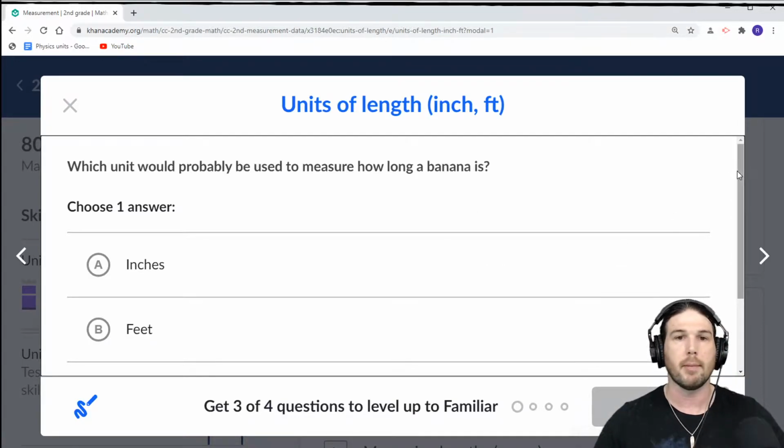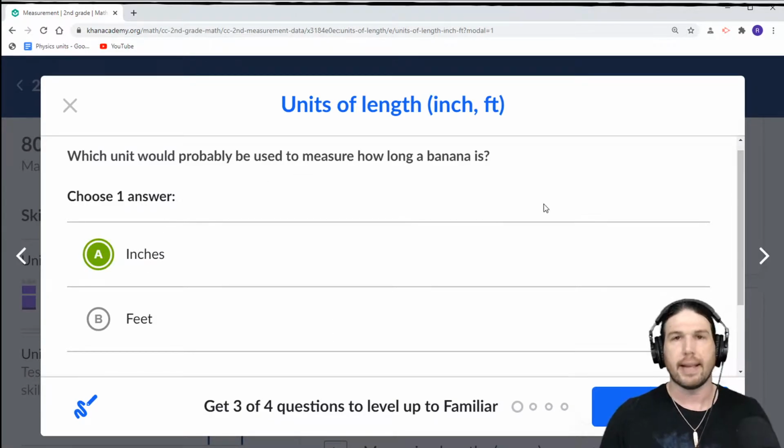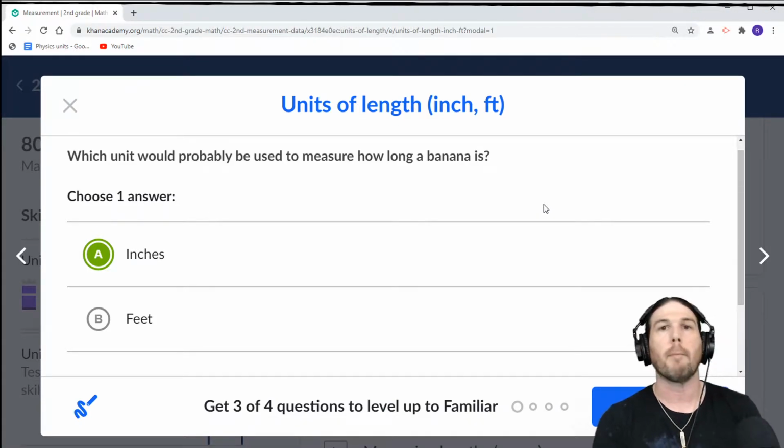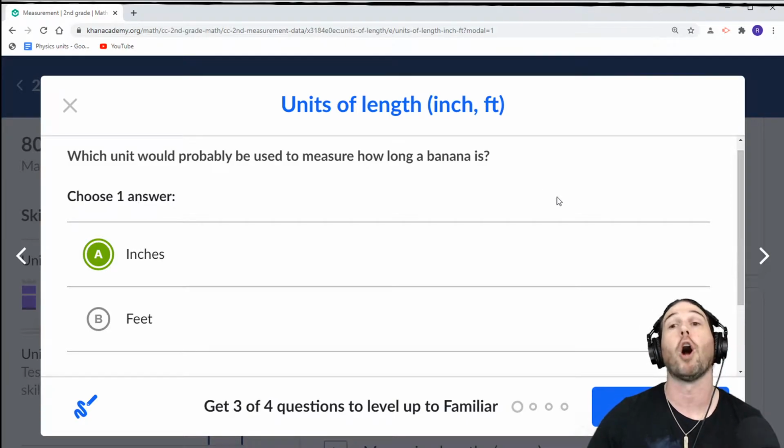Which unit would probably be best to measure how long a banana is? Well, again, and as I'm going to say a million times, a banana could be a foot long, and you would say it's a foot long, but you are more likely going to use inches instead of feet to describe a banana more often.